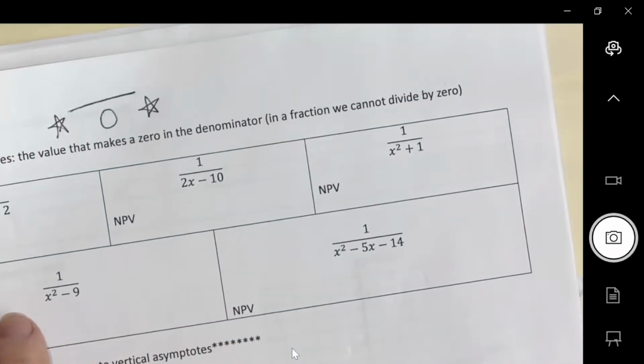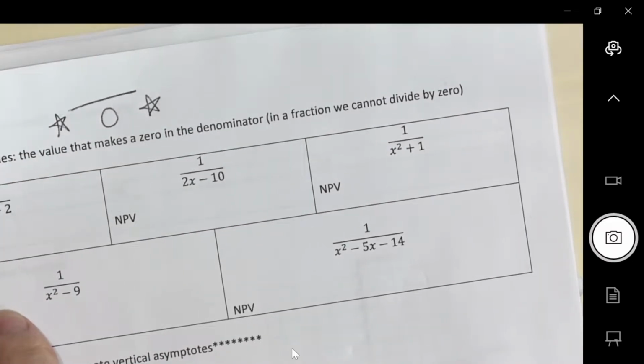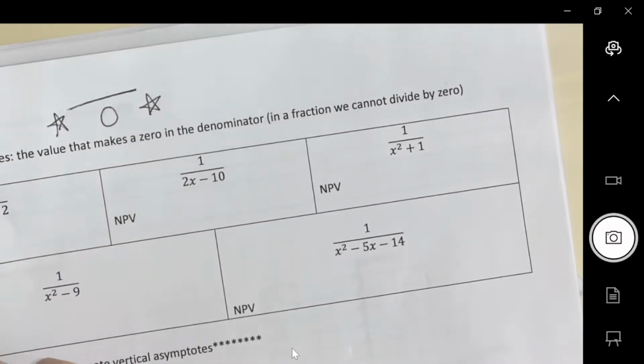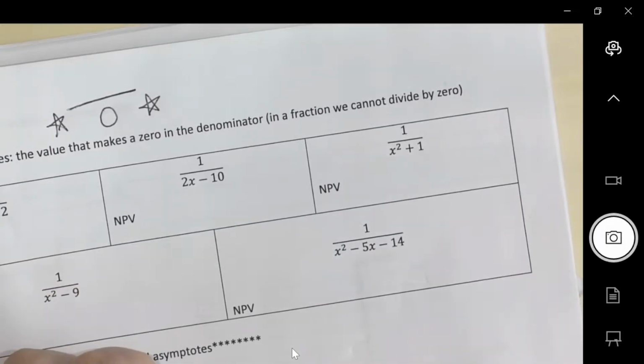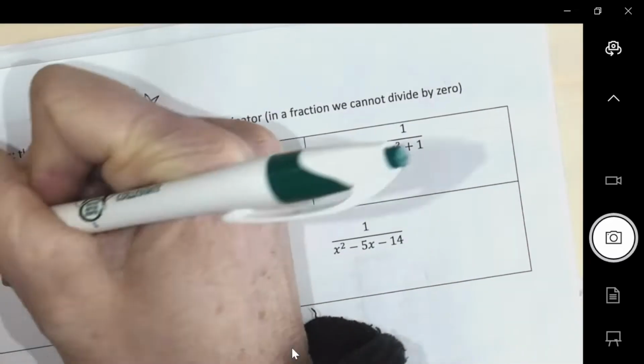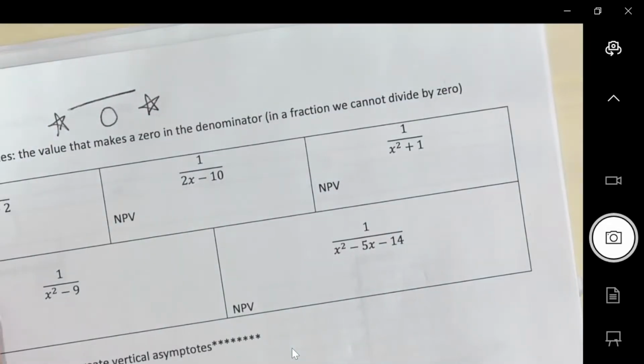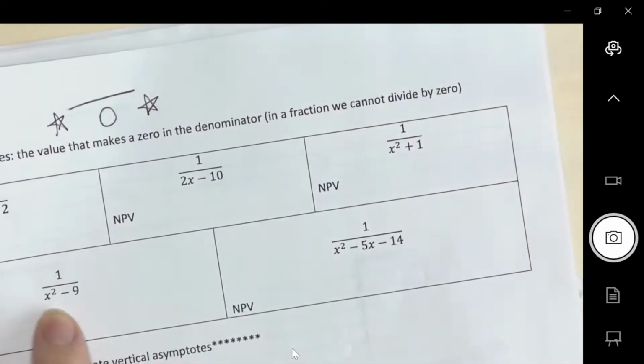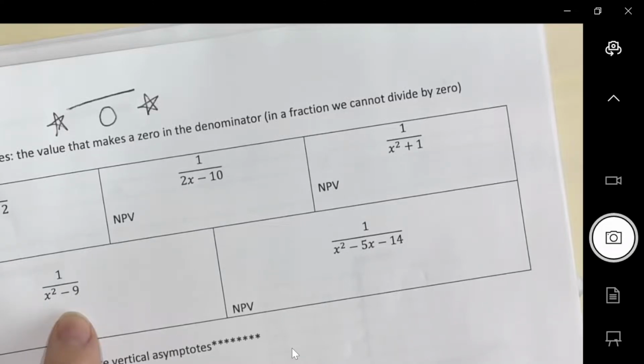Okay, so you're going to see me writing this quite a bit on papers. An NPV is called a non-permissible value, something you don't want X to be. So the non-permissible value of the first one is X, a value of what don't I want it to be on the bottom there? 2. Okay, the next one.